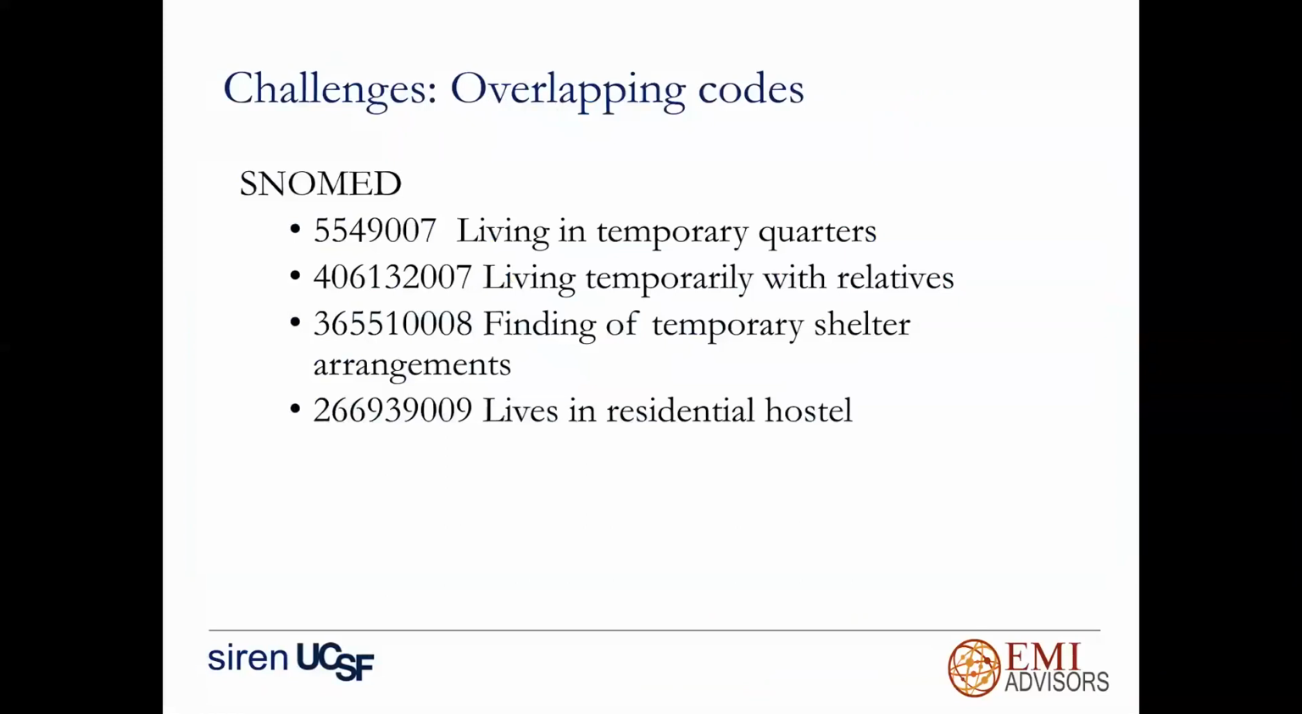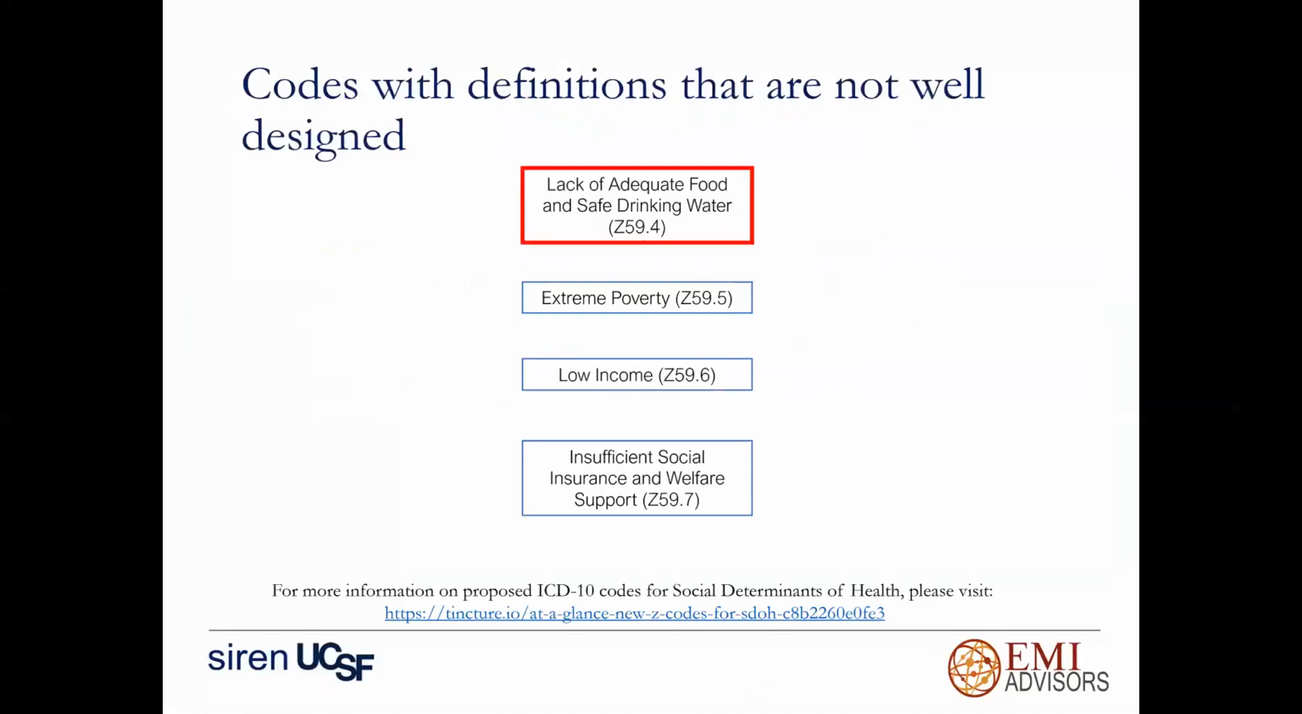In other cases, there are multiple codes with overlapping meaning, so it isn't really clear which code should be used to represent a concept, such as the concept of lives in temporary housing. It would be very difficult for us to consistently choose in different systems which is the right code to be using.